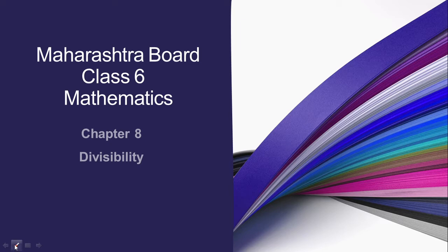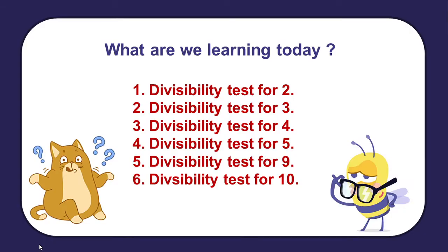Today we are going to start with our chapter number 8, that is divisibility. Now, let's see what exactly we are going to see in the chapter. In today's lecture, we will be seeing the divisibility tests for 2, 3, 4, 5, 9, and 10. That is, whenever you see any number, how to check whether that number will be divisible by 2, 3, 4, 5, 9, or any given number. So there are certain tests by which you can check whether the numbers are divisible or not. So let's start seeing one by one.